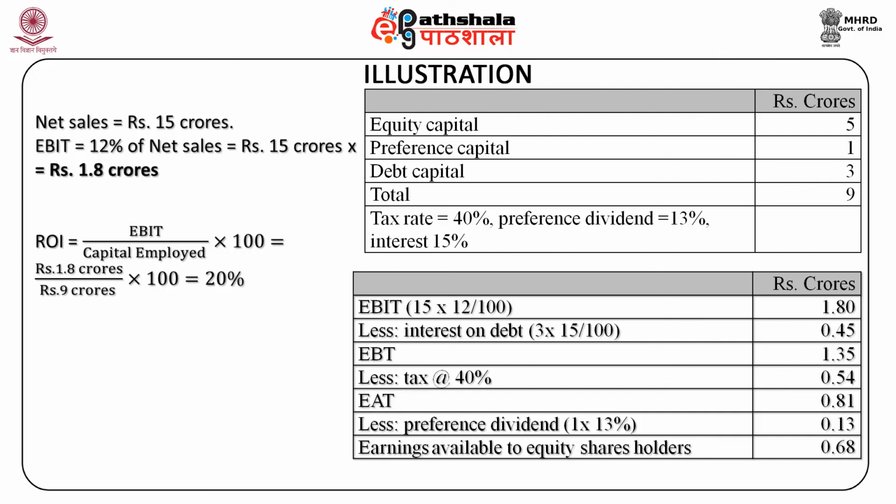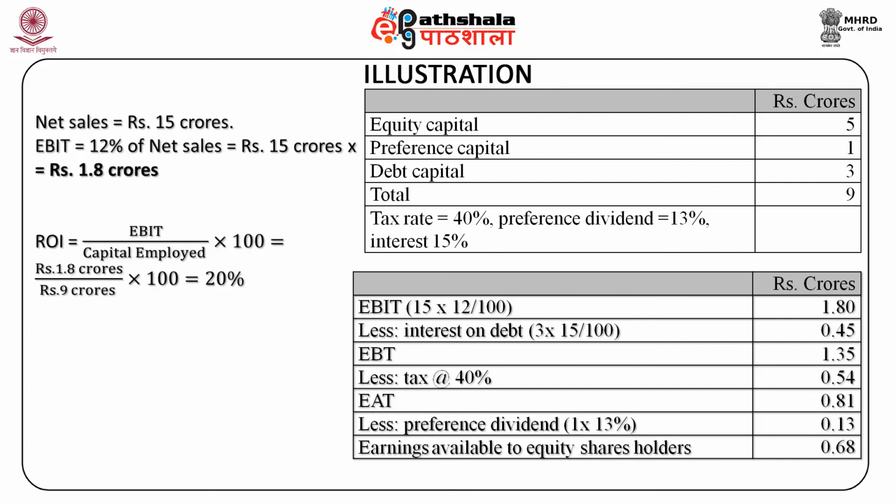Return on equity, earnings available to shareholders, is equal to profit available to equity shareholders divided by equity share capital multiplied by 100. This is equal to 0.68 divided by 5 into 100, which is equal to 13.6%.